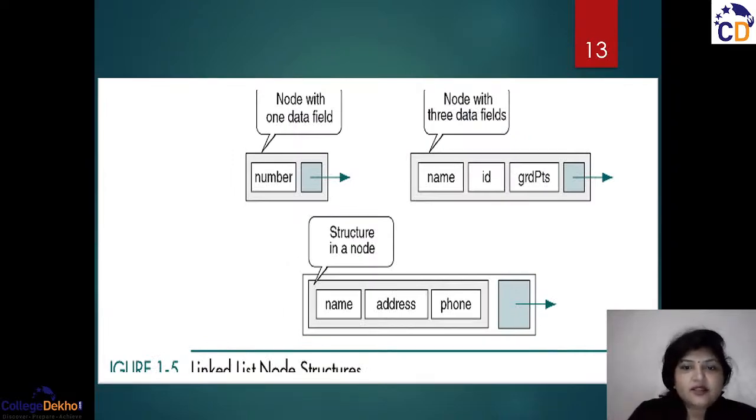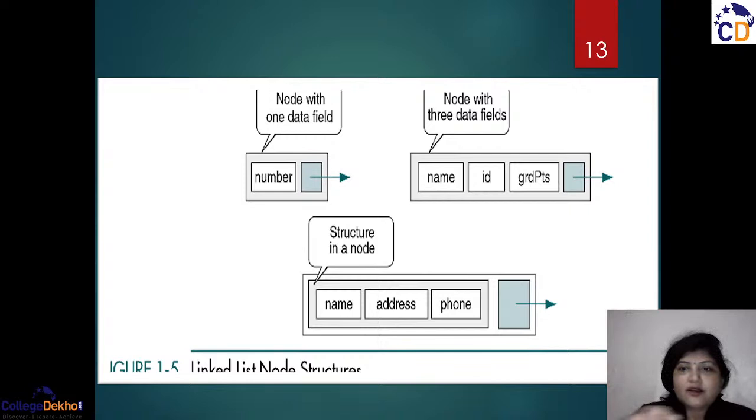Let us see some more examples, some node structures I have taken, which represent a record. A node with one data field: you have any number, and then the address of the next element. A node with three data fields: name, ID, grade points, and then the address.